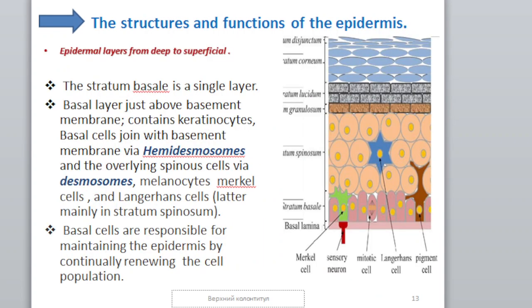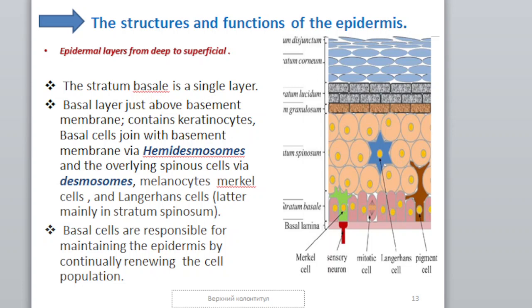Next slide. Epidermal layers from deep to superficial. The stratum basale is a single layer. The basal layer just above the basement membrane contains keratinocytes. Basal cells join with the basement membrane by hemidesmosomes, and the overlying spinous cells by desmosomes. Melanocytes, Merkel cells, and Langerhans cells, the latter mainly in stratum spinosum. Basal cells are responsible for maintaining the epidermis by continually renewing the cell population.